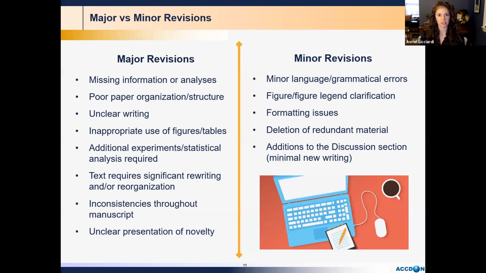Major revisions is something more like there was a large section missing regarding your methods. The writing is too unclear for the peer reviewers to understand the novelty or the contributions of your work. You may have to redo statistical analyses or rewrite parts of your paper. Those all would be more major revisions, more time consuming.